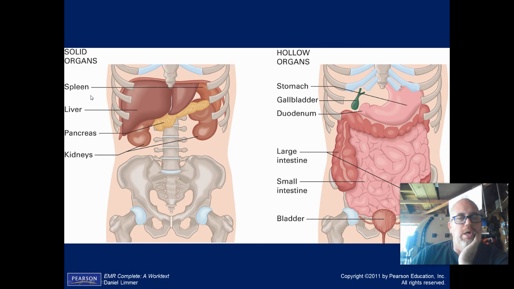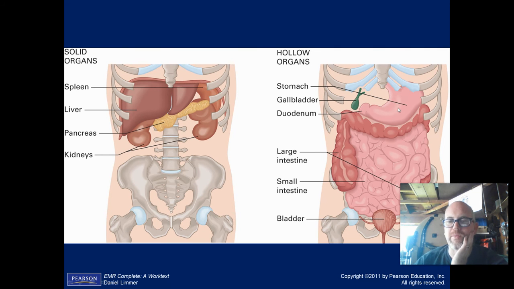So what's the difference between hollow and solid organs? Solid organs, as we should understand now, contain large amounts of blood, which means when there's injury to these, we have a good chance of bleeding out. You've got the liver, the kidneys, and the pancreas, and these are the solid ones, and we can bleed out from them. Then we have the spleen off the side here, and then we have the hollow organs.